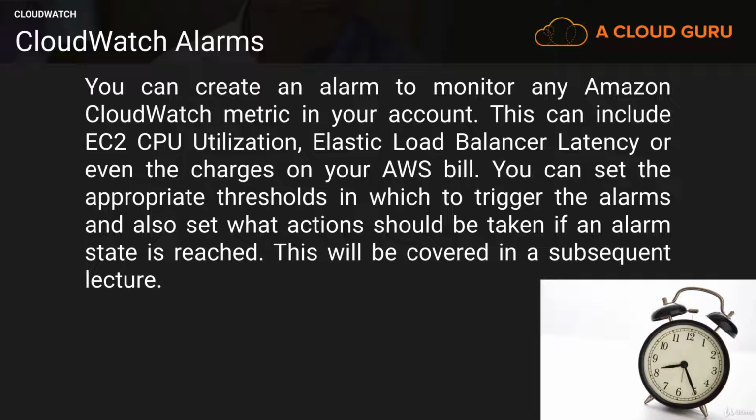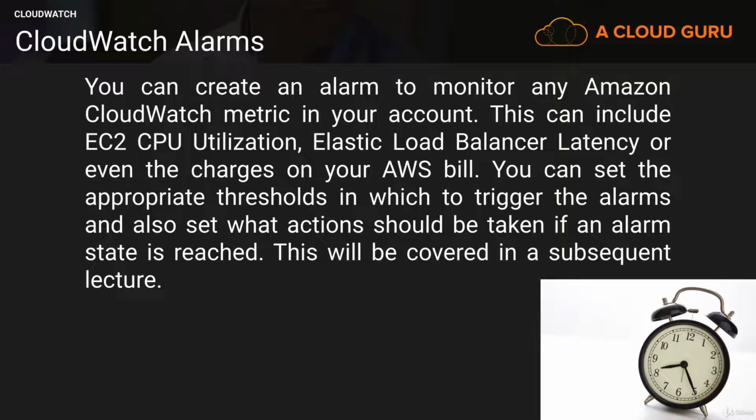In terms of alarms, you can create an alarm to monitor any Amazon CloudWatch metrics in your account, and this can include EC2 CPU utilization, elastic load balancer latency, or even the charges on your AWS bill. And you can set the appropriate thresholds in which to trigger the alarms, and also what kind of action should be taken if an alarm state is reached.